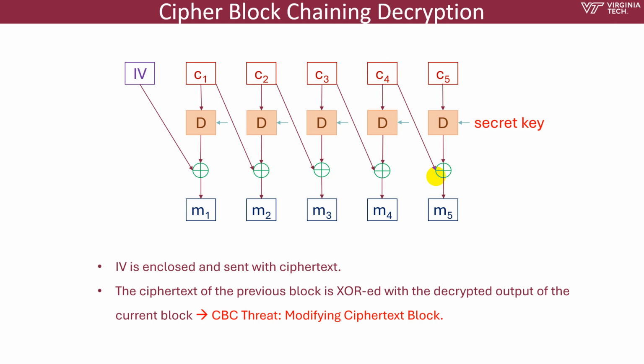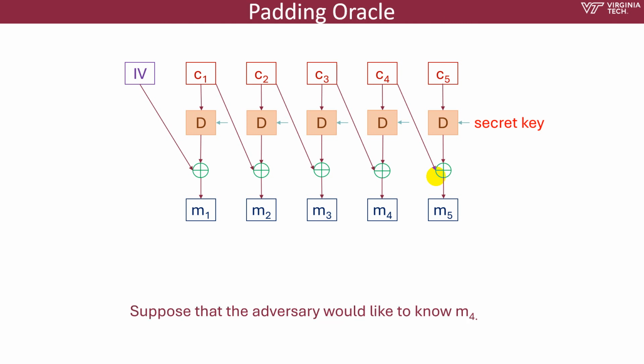As we can see here, the ciphertext of the previous block is XORed with the decrypted output of the current block, and this leads to the problem of CBC, where the adversary can create the desired plaintext by modifying the ciphertext. And this is also the reason for this attack. So suppose that the adversary would like to learn plaintext M4 from the ciphertext. The adversary first removes the last block C5 and only considers blocks C1 to C4.